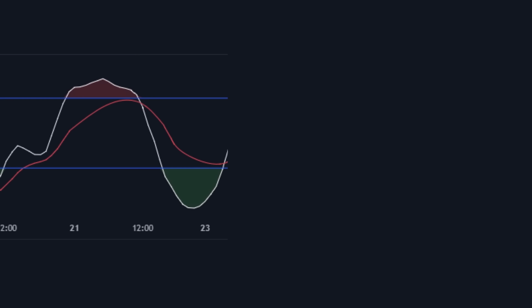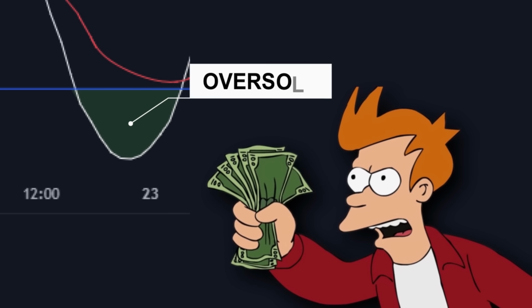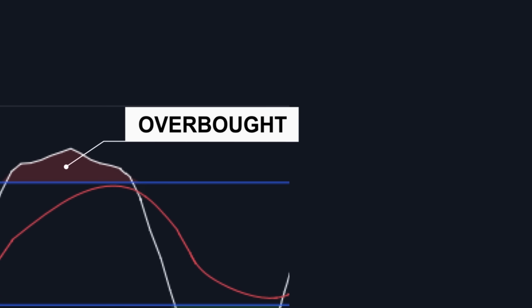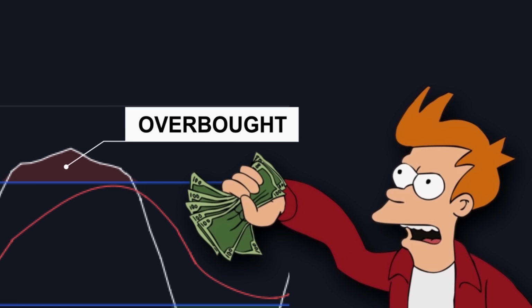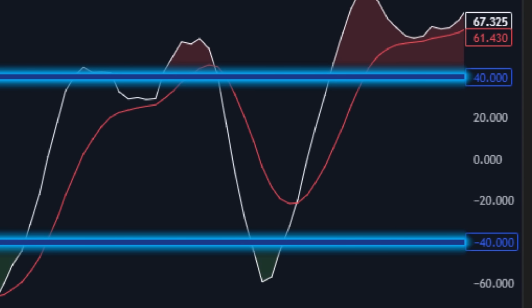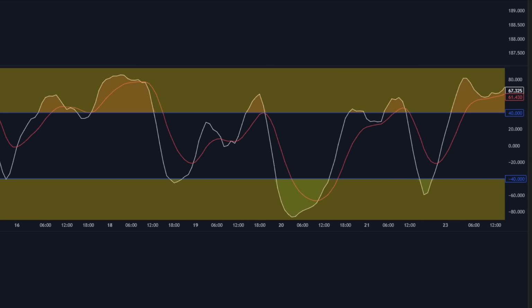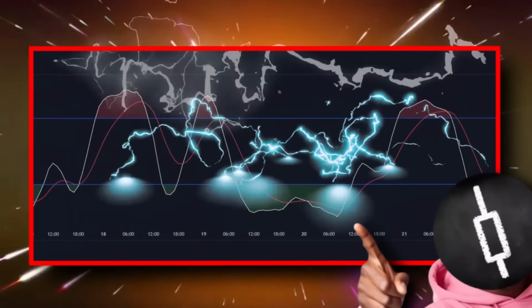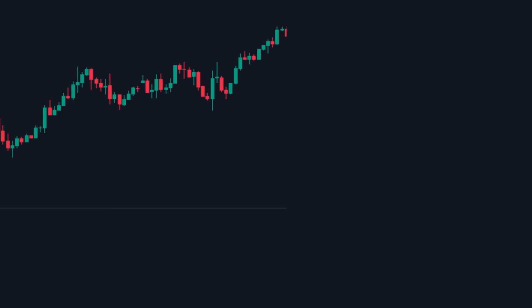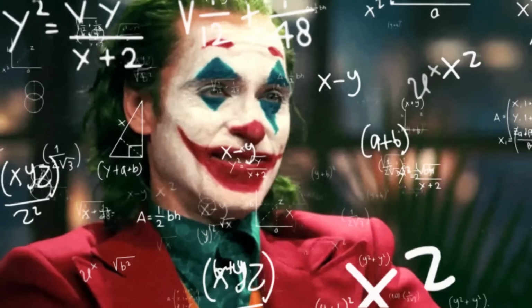Then we have these colored zones, green at the bottom and red at the top. The green area shows oversold conditions, buying opportunities, while the red area shows overbought conditions, selling opportunities. Finally, we have these blue lines at the plus 40 and minus 40 levels. These are our key levels that define the overbought and oversold territories. What makes this indicator so powerful is how it combines price action with momentum readings to give us high probability entry points. Using this indicator is super simple once you understand the concept.